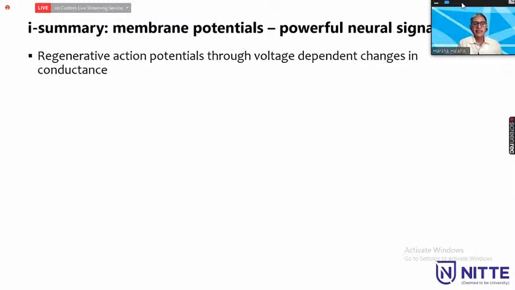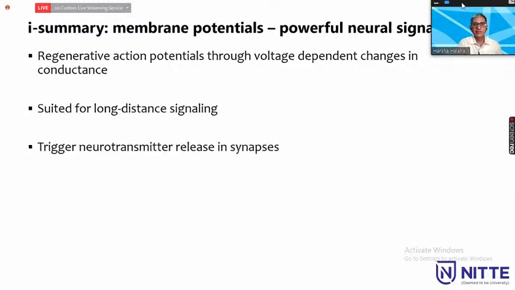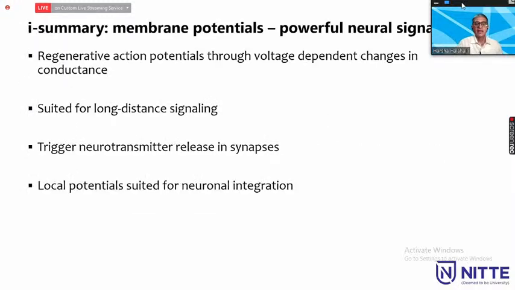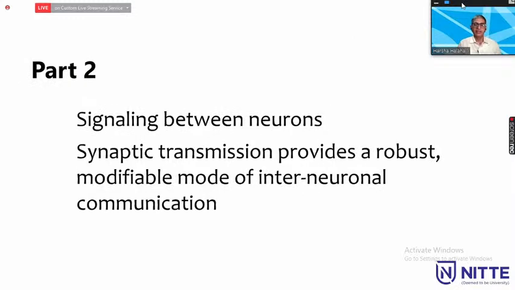So to summarize, membrane potentials can be passive, local, or regenerative in action and transmitted. Regenerative action potentials happen through voltage-dependent changes in conductance. They're suited for long-distance signaling. They trigger neurotransmitter release in synapses. Local potentials are suited for neuronal integration, and they do not travel long distances. So with that, we come to the end of part 1.